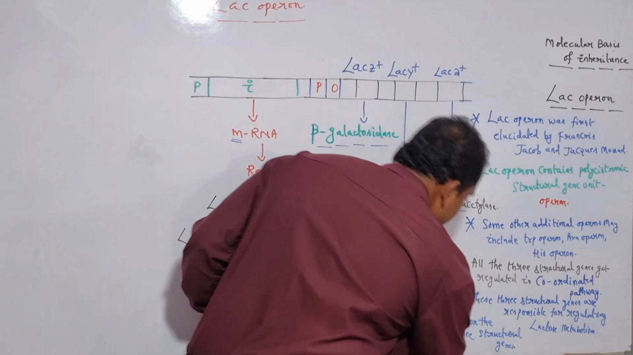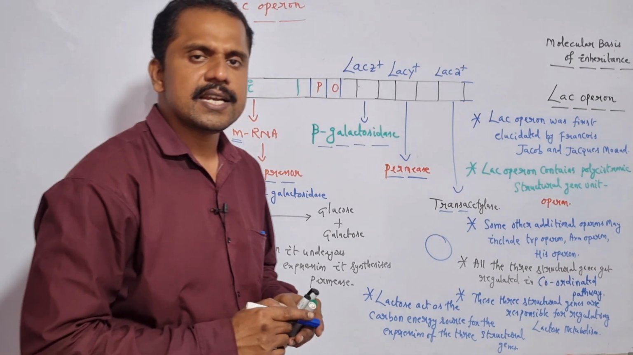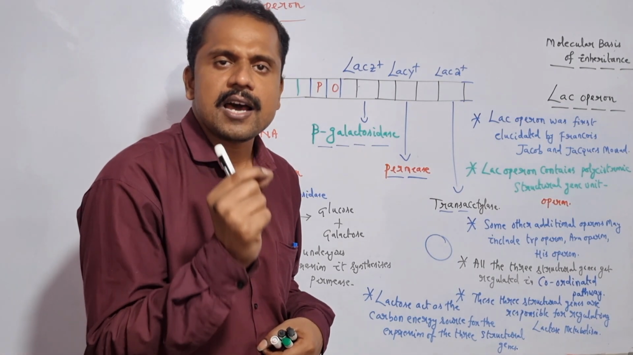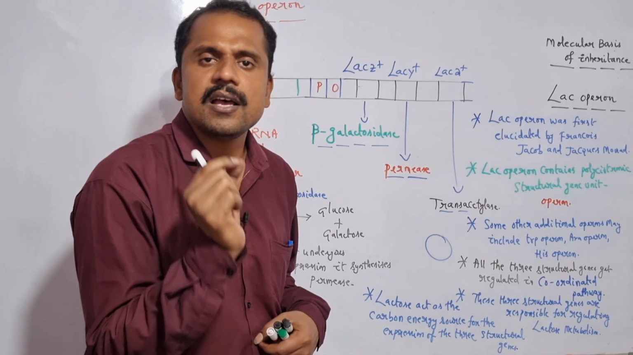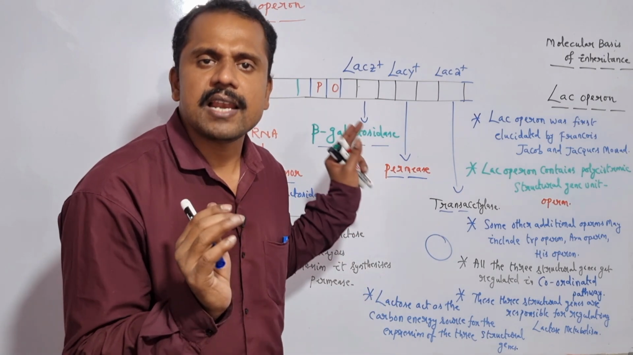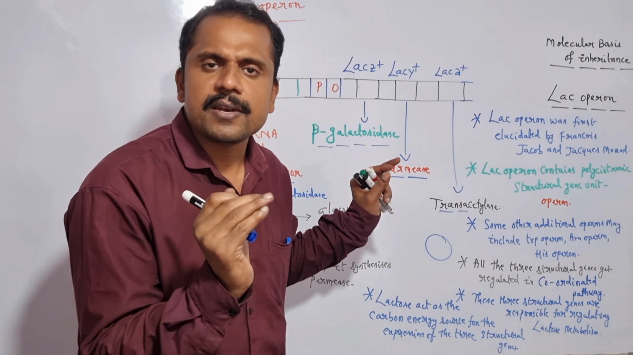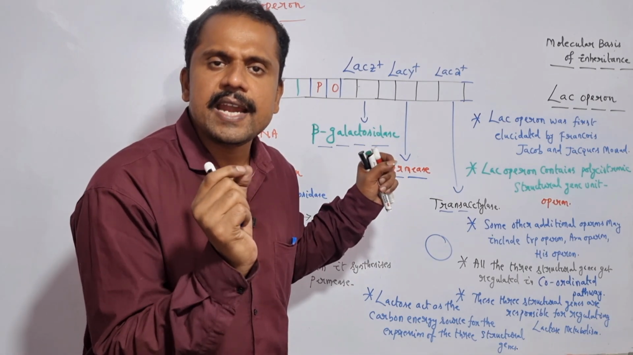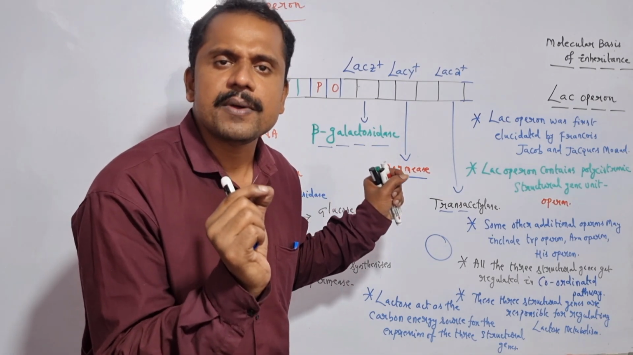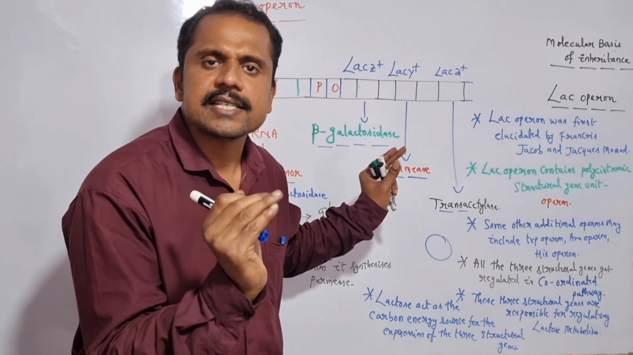Is it clear? So here in the absence of the preferred carbon energy source known as glucose and in the presence of the particular carbon energy source known as lactose, all the three structural genes get successfully expressed in case of the LAC operon concept.